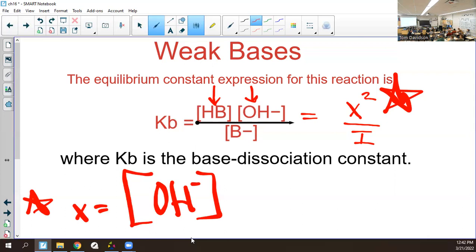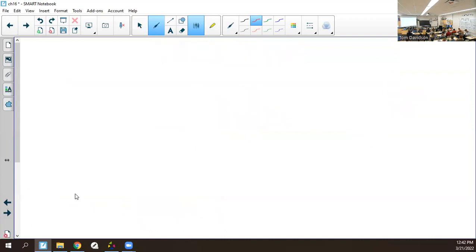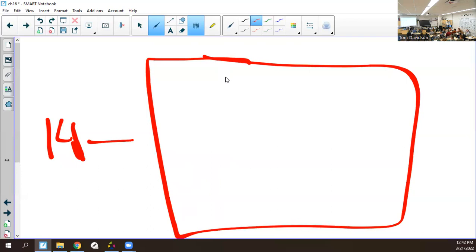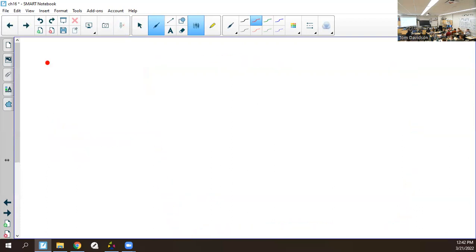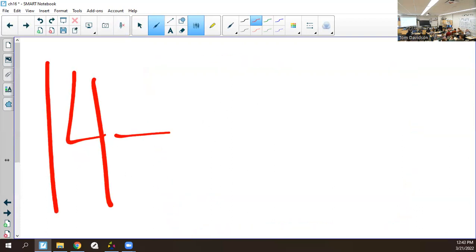Does everybody miss this just because they forget to put an O? No, they miss it because they forget that they're solving for pOH, because every single math step is the same. So every single time we see it's a base, we should put a star and a red flag. This is what I would do: if I see it's a base on my paper, I'm going to write 14 minus, and then do all my math.